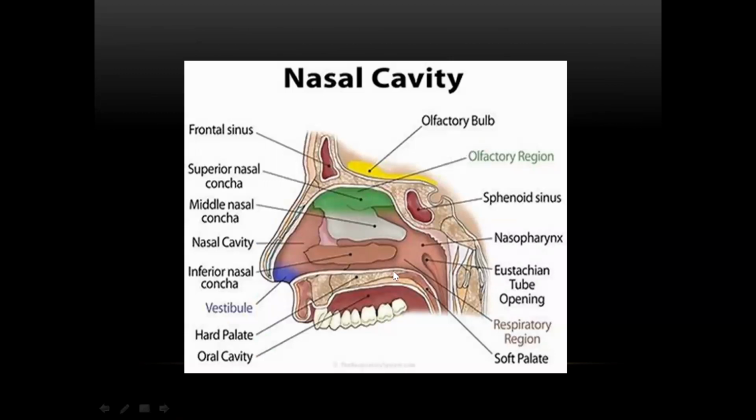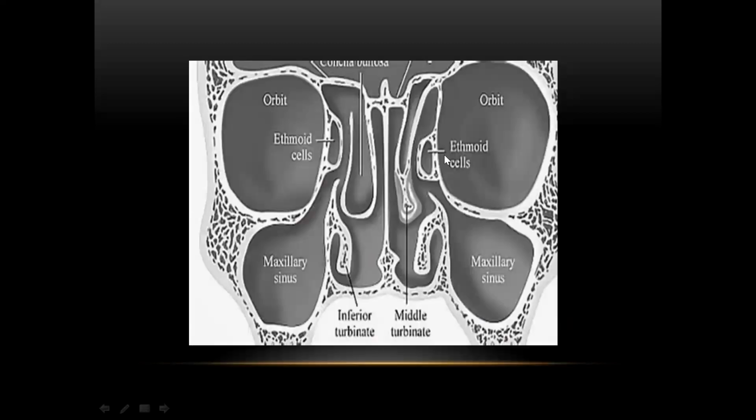Here is another picture of the anatomy of the lateral wall of the nasal cavity, showing the turbinates. Here it is diagrammatic, presenting the inferior turbinate, the nasal septum, the middle turbinate and the sinuses around the nasal cavity. This is the ethmoid, maxillary.